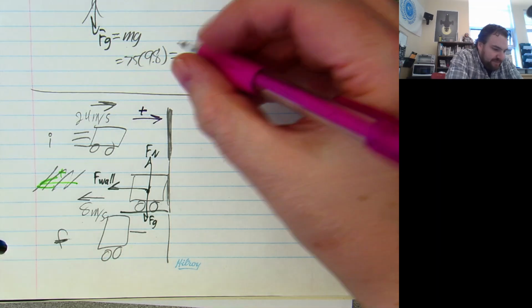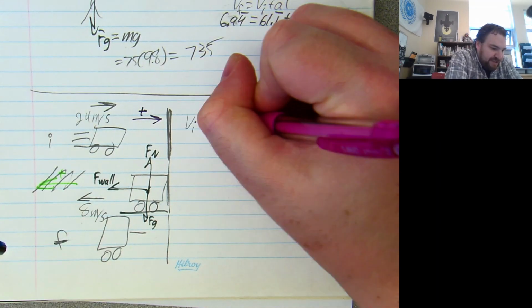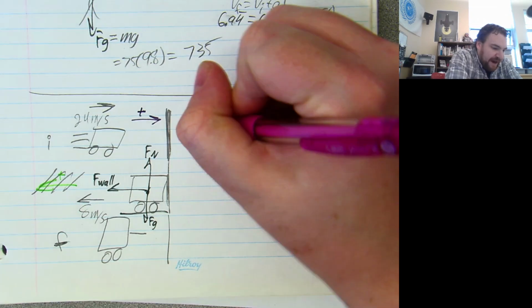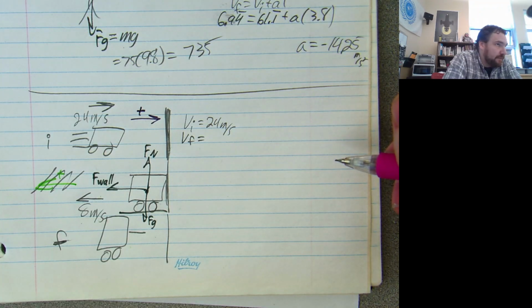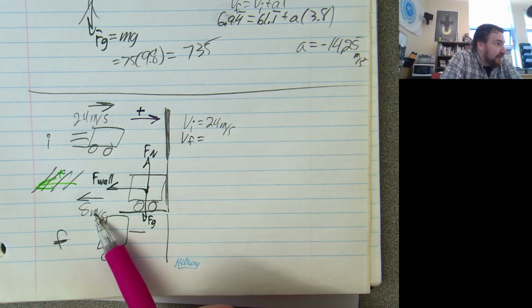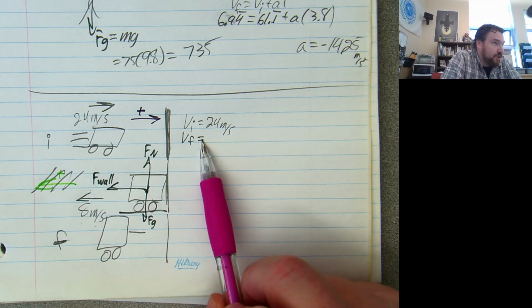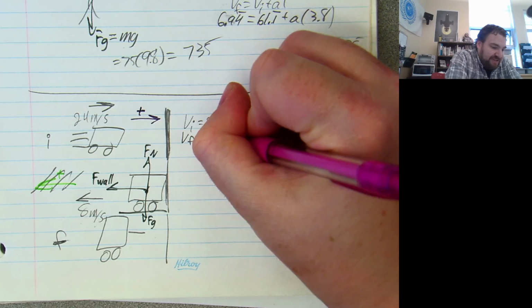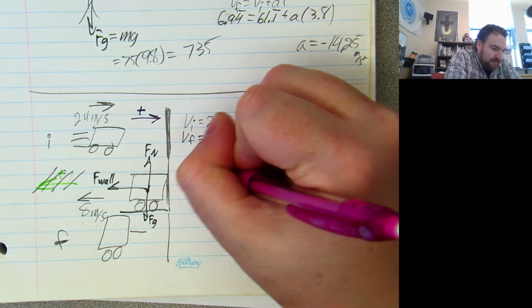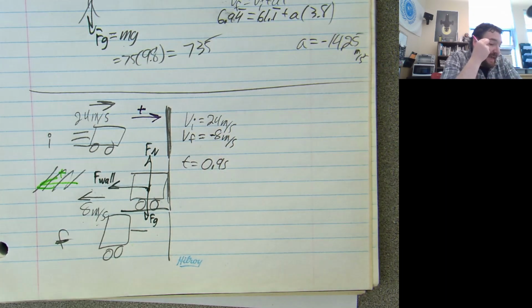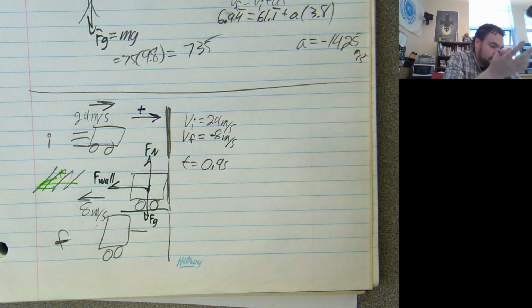So if to the right is positive, your initial velocity is 24 meters per second. What's the final velocity of the car? It's 8 meters per second to the left. So how is that going to show up in the... It's going to show up as negative. So final velocity is negative 8 meters per second. We are told that this takes 0.9 seconds to happen. And we want to know the force exerted by the wall.